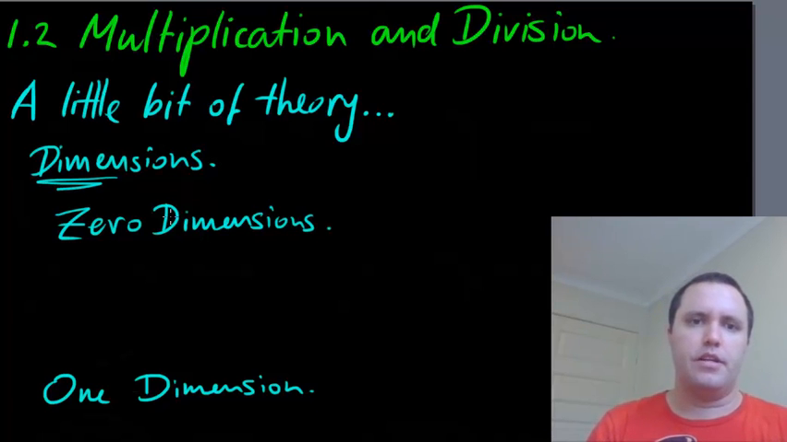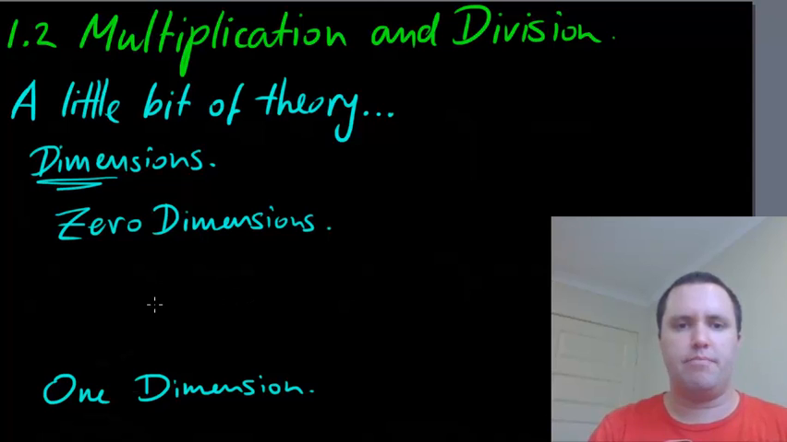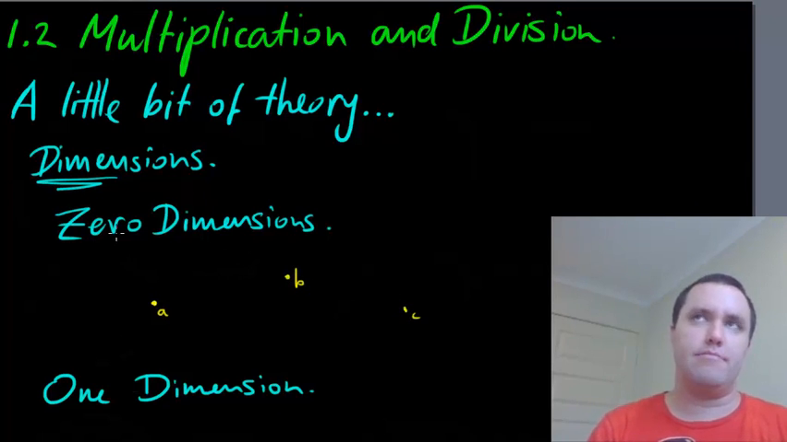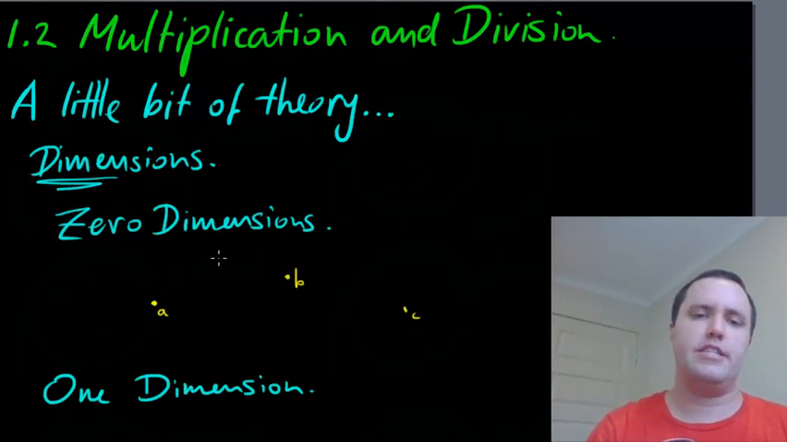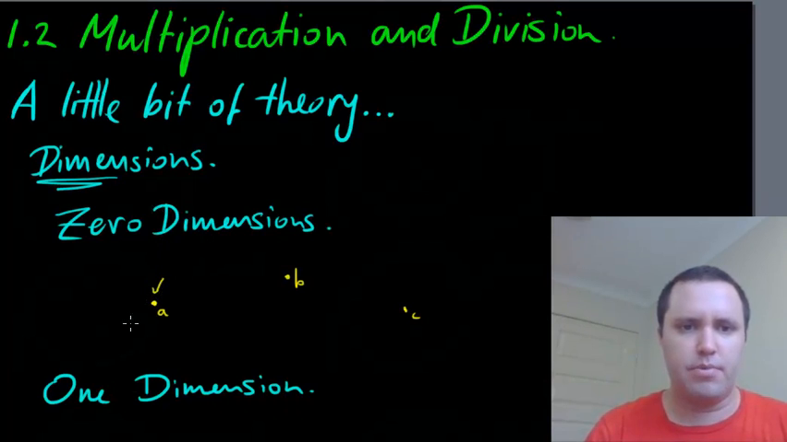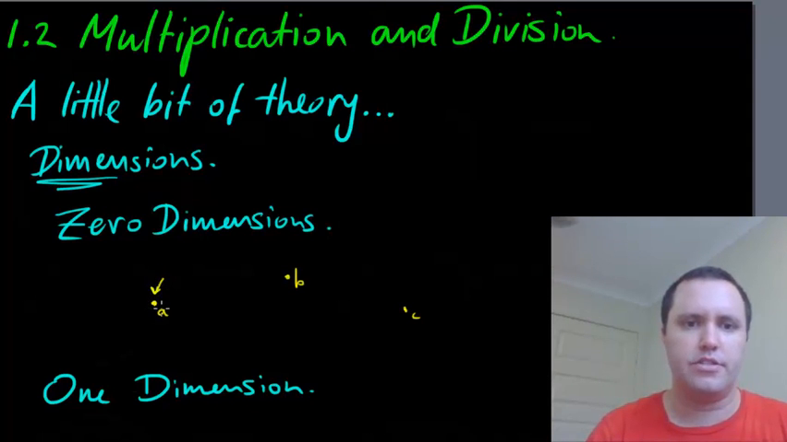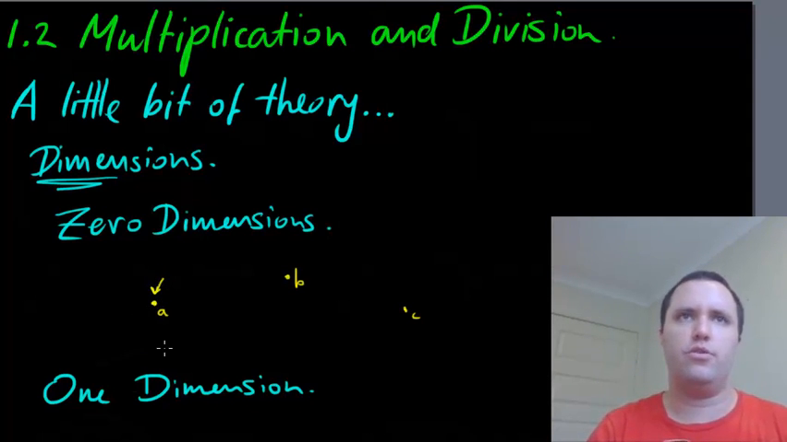So let's talk about dimensions. Zero dimensions, what I want you to think about is just a point. We have a point A here, we have a point B here, we have a point C. The point about this, sorry for the pun, about zero dimensions is that if you get onto this point here, you can't move anywhere. You're stuck on that point. There's no dimension there for you to be able to move.